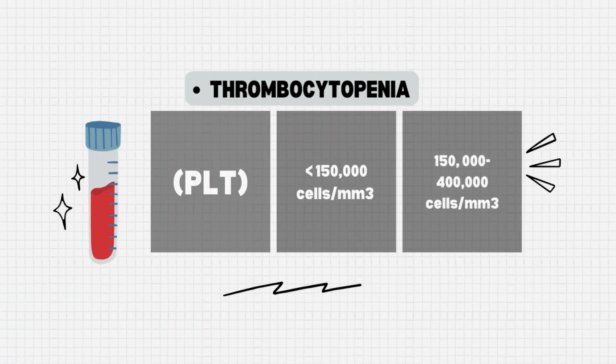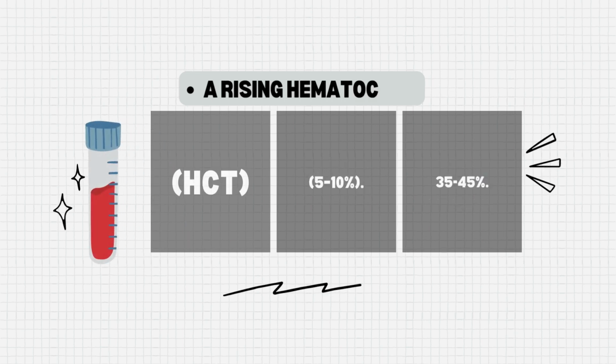Secondly, we will see platelets count, PLT. Report usually shows thrombocytopenia in which platelets count is less than 150,000 cells/mm3 that normally ranges about 150,000 to 400,000 cells/mm3. Third characteristic finding in report is a rising hematocrit, HCT, 5-10%. That normal range is about 35 to 45%. This test simply measures the percentage of red blood cells in the blood.